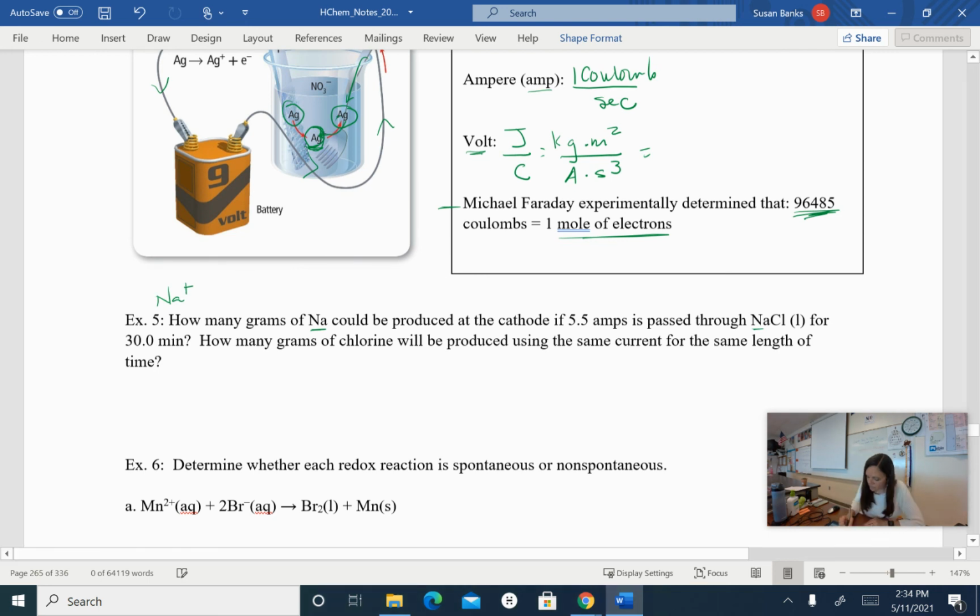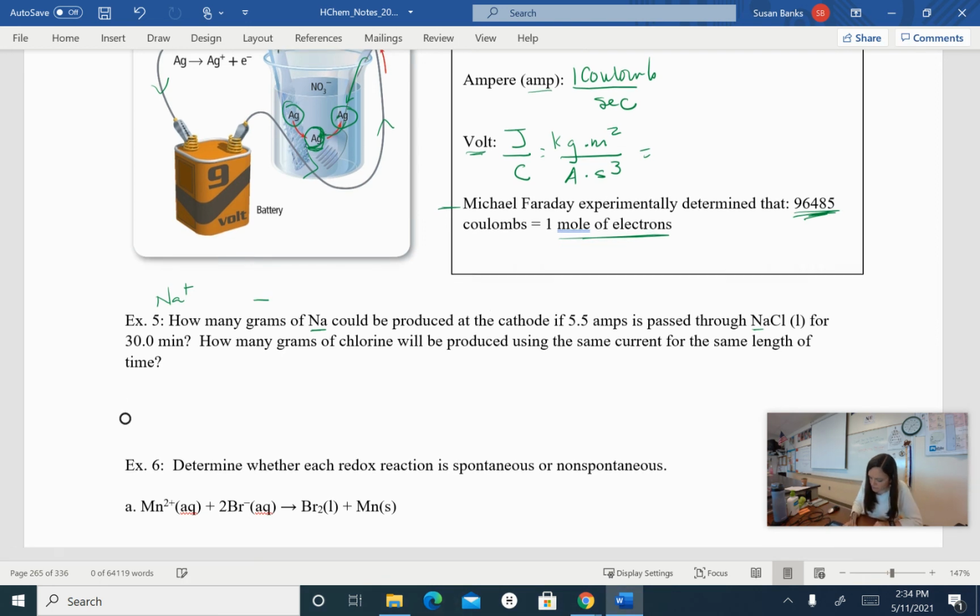Now if we have liquid sodium, because if it's hot enough to melt sodium chloride, it's going to be hot enough to melt sodium metal. So if we have sodium metal liquid, what do I have to add to that sodium ion to get it to be a sodium atom? I have to add an electron. So we're going to use this ratio. I have 1 electron for every 1 mole of sodium.